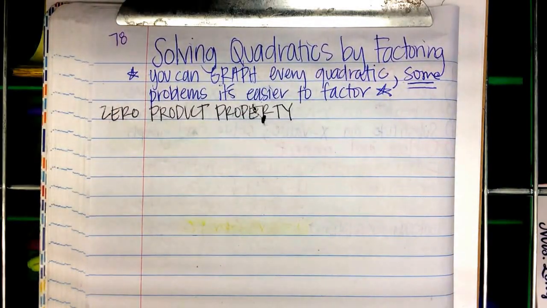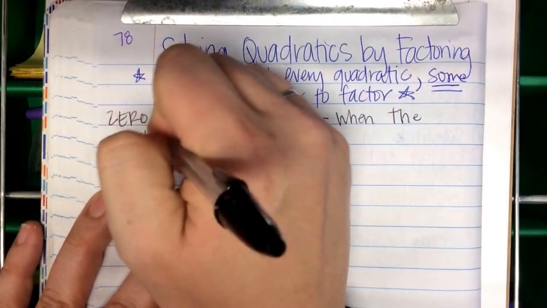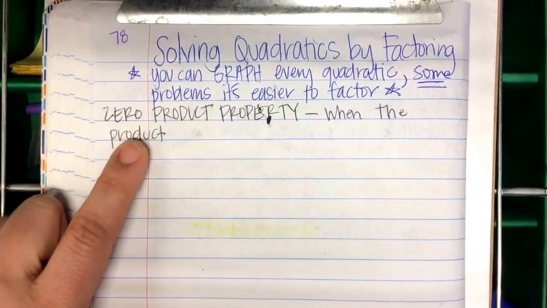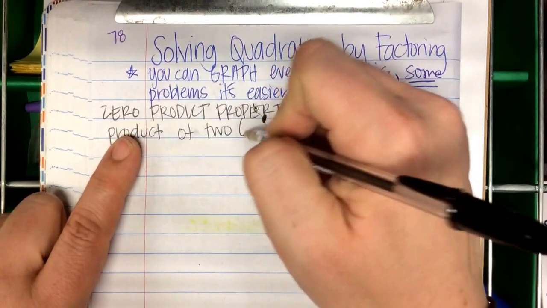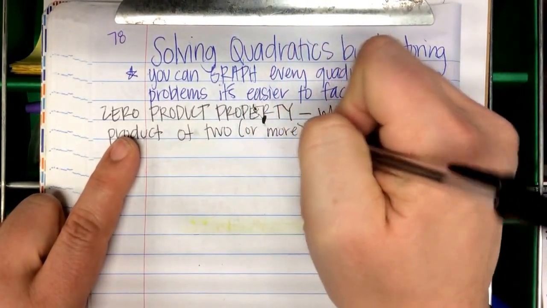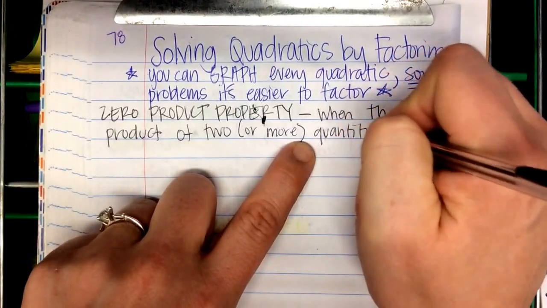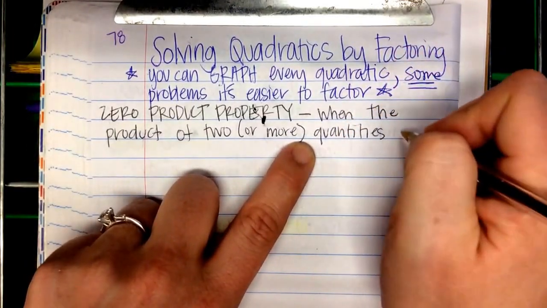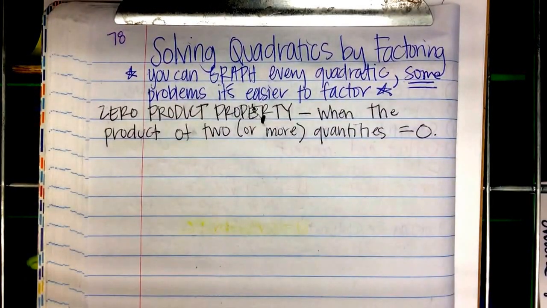Yeah. It's when the product, multiplication, of two or more quantities equals zero. It's when the product of two or more quantities equals zero.